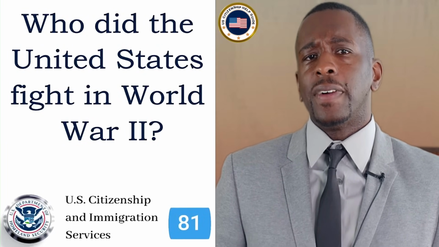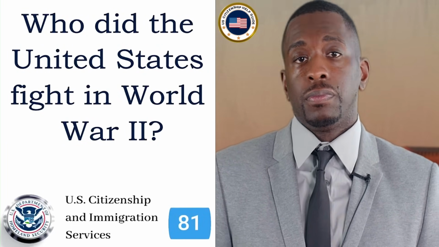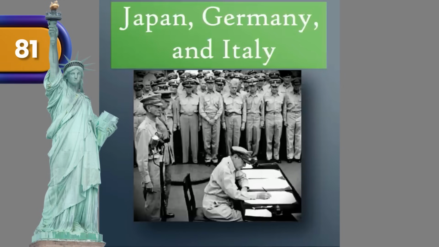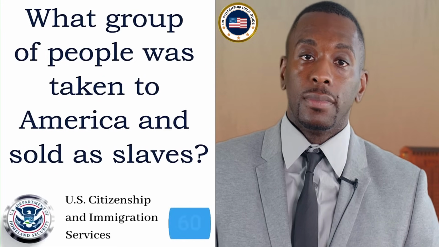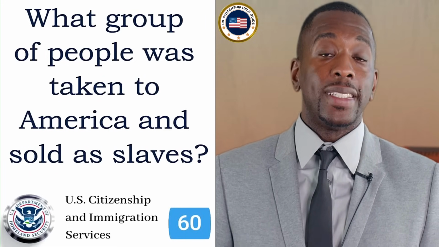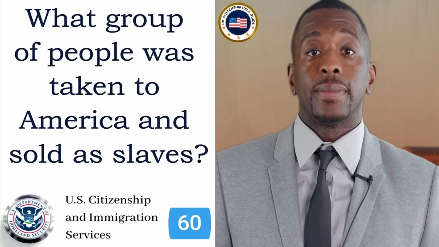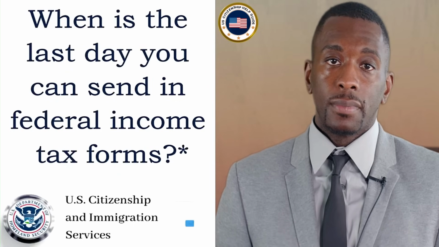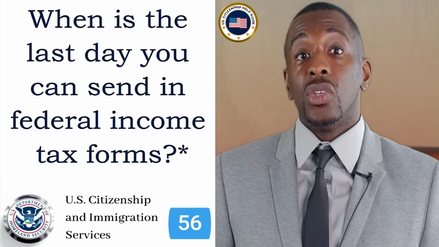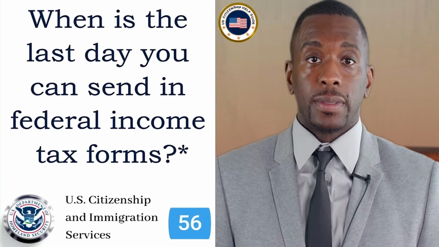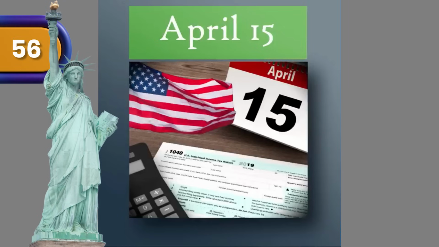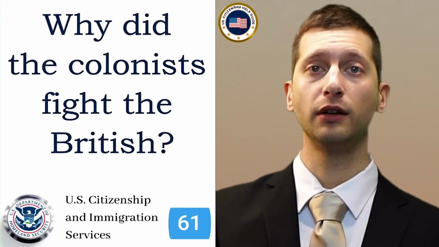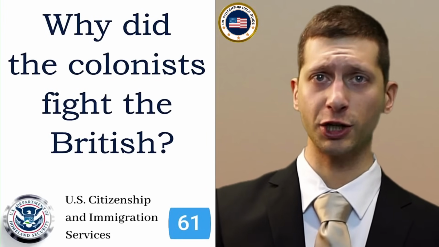Who did the United States fight in World War II? Japan, Germany, and Italy. What group of people was taken to America and sold as slaves? Africans. When is the last day you can send in federal income tax forms? April 15.